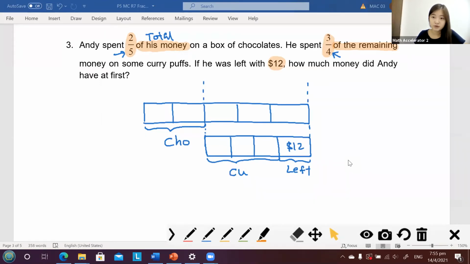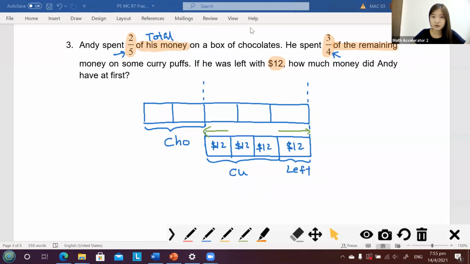Then what do you do next? You're looking for how much he had at first. So you have to work your way upwards. You look for the total over here first. Each of these are $12. So after you've drawn your model, can you go ahead and try it by yourself first?